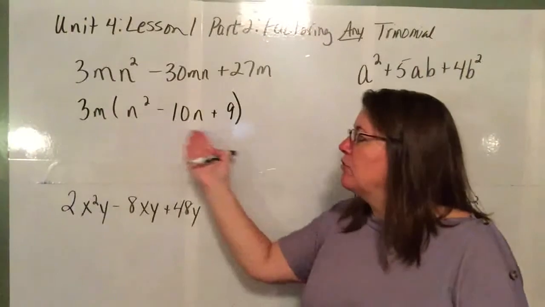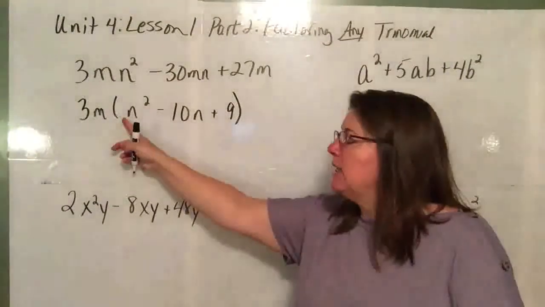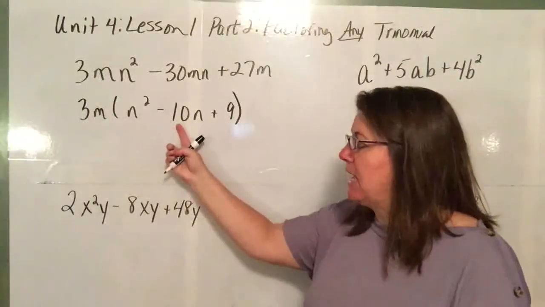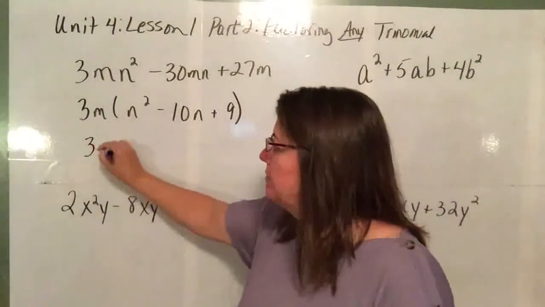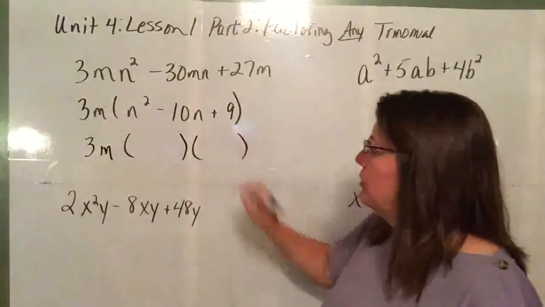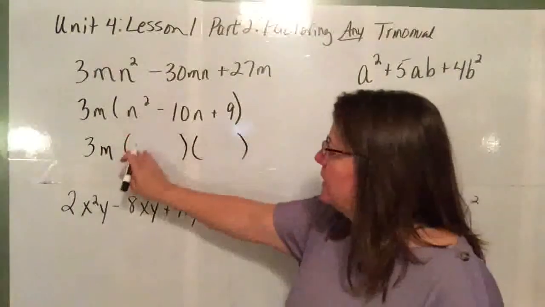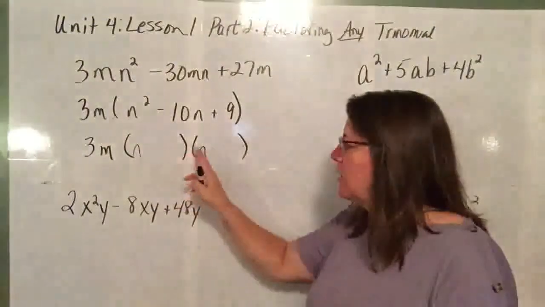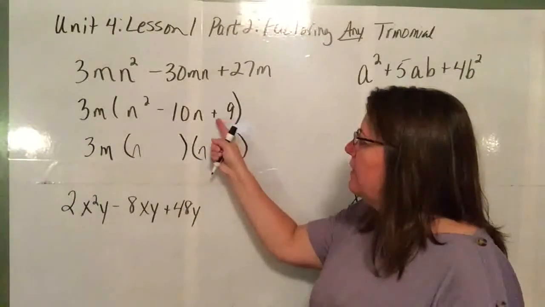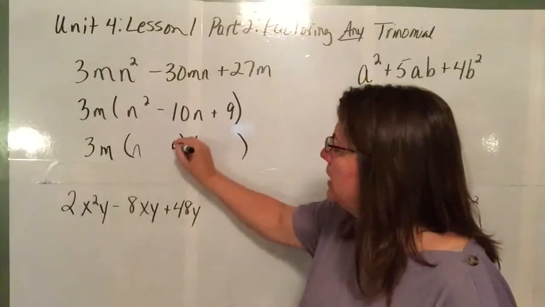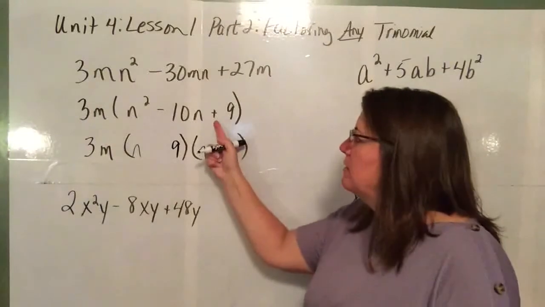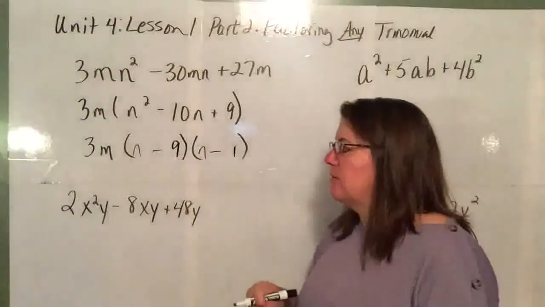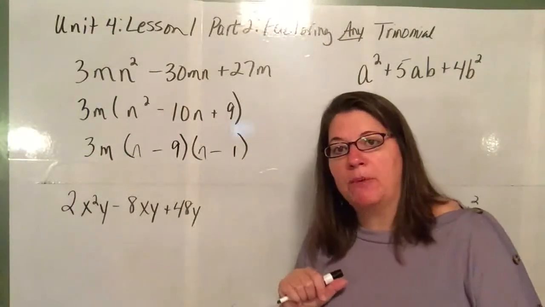And then to factor that trinomial, my coefficient is 1 here, so that makes it pretty easy. We're looking for factors of 9 that add to give us 10. So the 3m comes down. I'm going to set up my 2 sets of parentheses for my binomials, and then the n squared, we're going to have an n and an n. Square root of n squared is n, so that goes in both of those. And then factors of 9 that add to give you 10 would be 9 and 1. This plus tells me these signs are the same as this sign, so they're both minuses. And that would be the answer to that one.